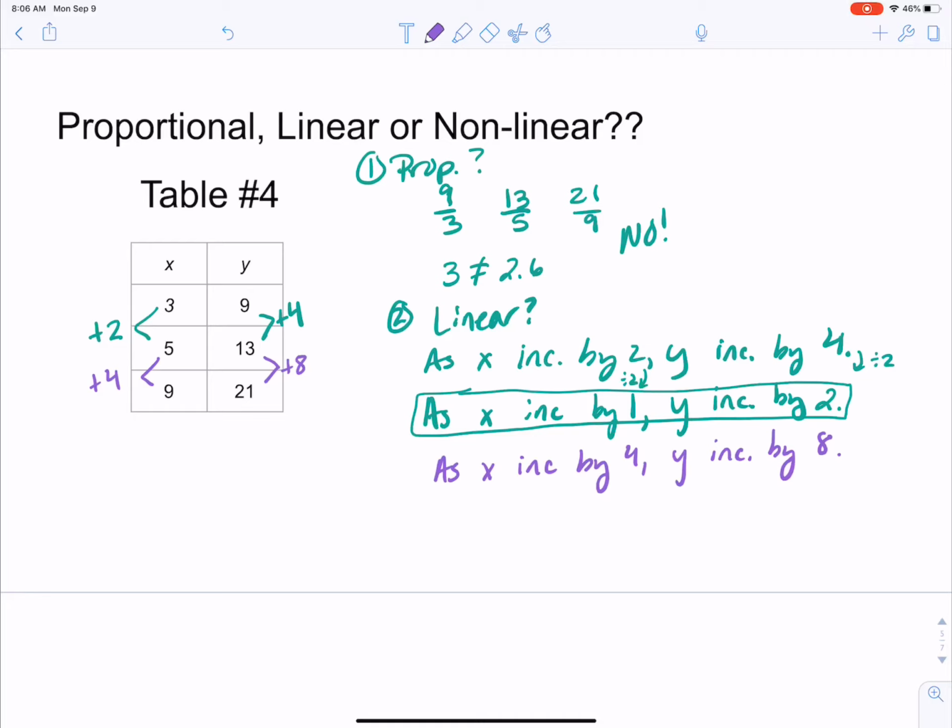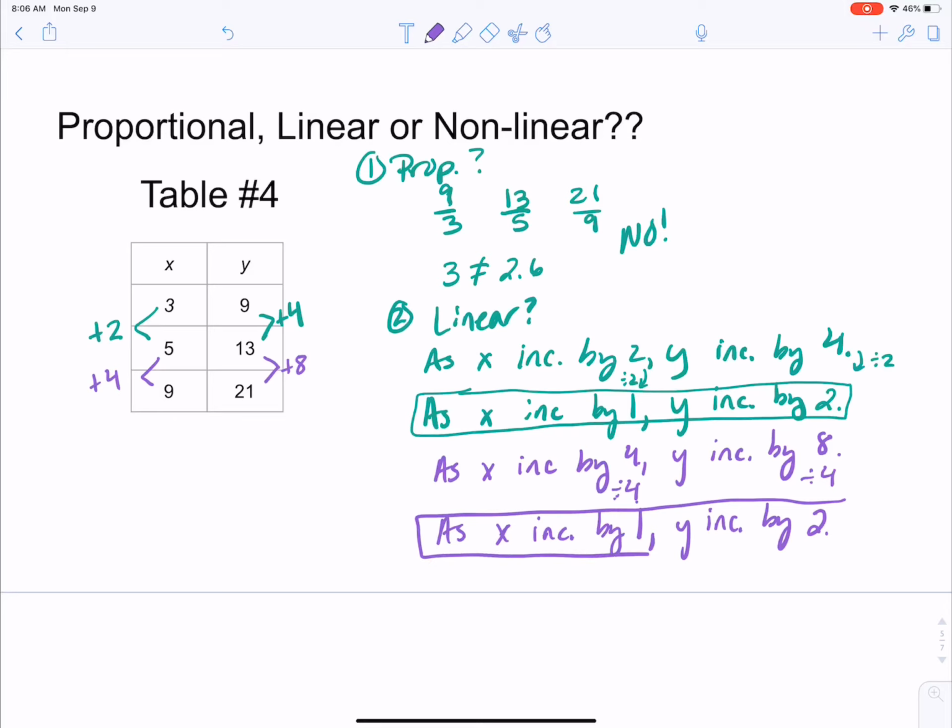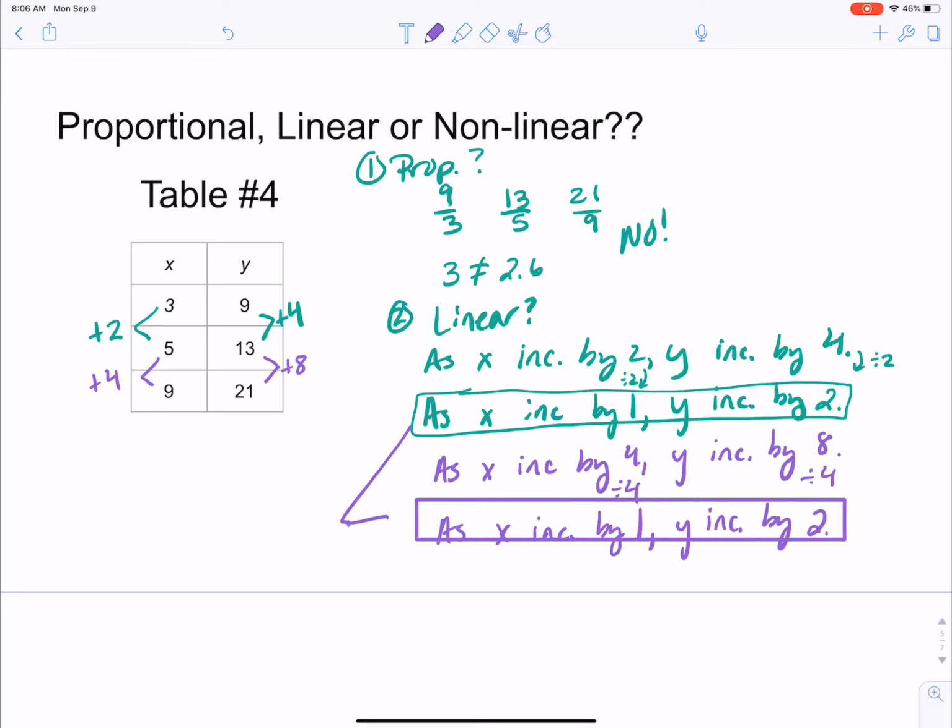And if we were to scale that to 1, we would have to divide by 4. So we're going to divide by 4 for both of those, and we will get the sentence, as x increases by 1, because 4 divided by 4 is 1, then y increases by 8 divided by 4 is 2. So now, if we look at our two sentences, we see that we get the exact same sentence, which means that there is a constant rate of change. And if there is a constant rate of change, then it is indeed linear.